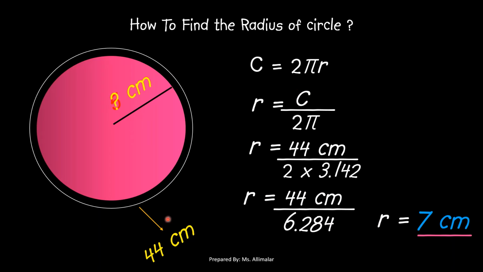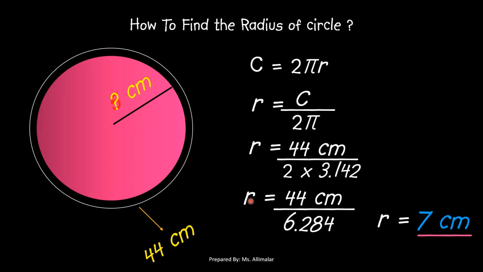What is your circumference? 44 centimeter. So just write here 44 centimeter divide, just put 2 here, times, what is your pi? Pi is always a fixed number, okay? Times 3.142. Okay? So just copy here 44 centimeter, divide, what is 2 times 3.142? You will get 6.284. Okay?